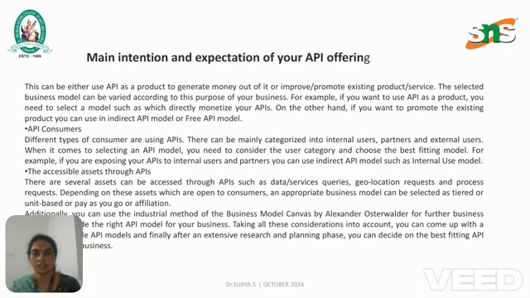There are several assets that can be accessed through an API, such as data service queries, geolocation requests, and process requests. Depending on these assets which are open to customers, an appropriate business model can be selected.